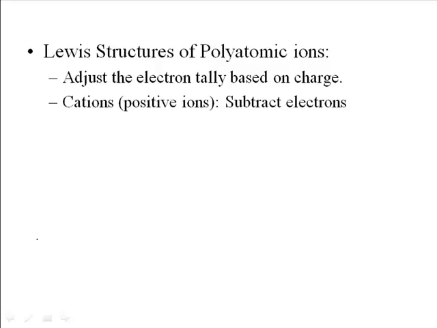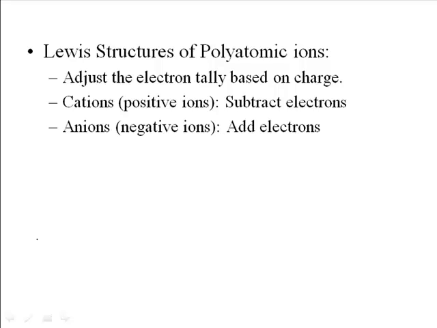If you have a cation for a polyatomic ion, that means it's positively charged, or in other words, it's lost electrons. If it has a positive charge of 1, it's lost 1 electron, and we'd have to subtract 1 from the valence electron count. If it has a positive 2 charge, it's lost 2 electrons, we'd have to subtract 2 from our valence electron count.